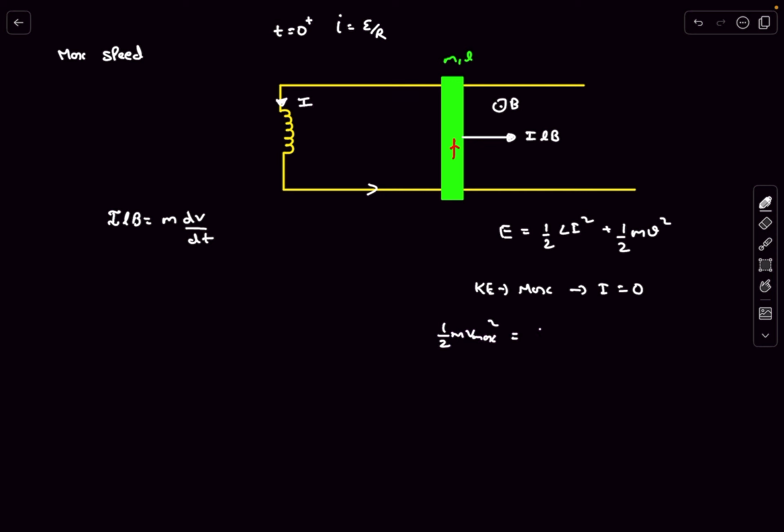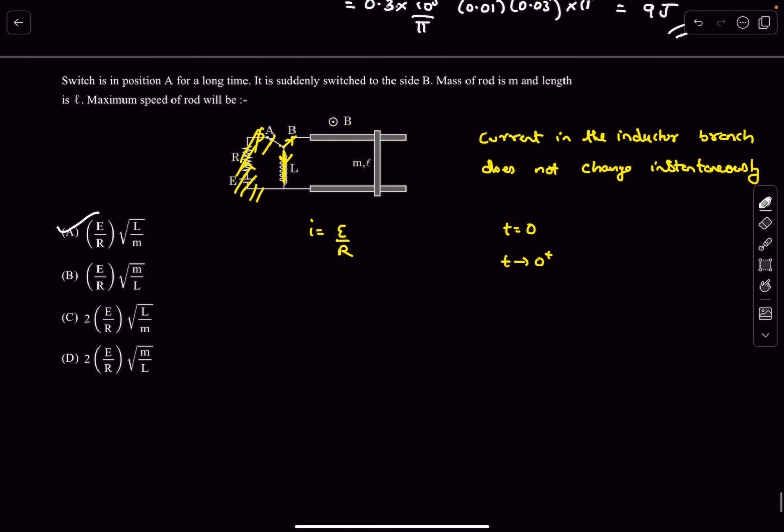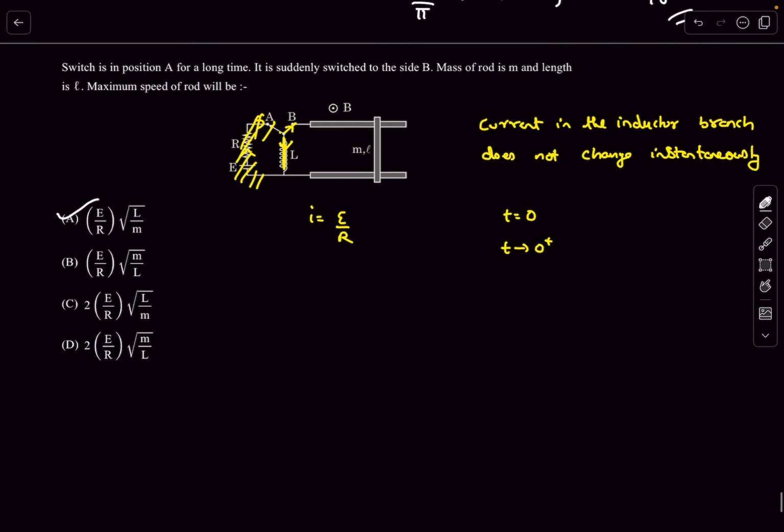So this will be equal to the initial energy stored in the inductor, which is half L times the initial current squared. Initial current is E by R, so this will be E by R squared. So from here the maximum velocity comes out to be E by R times the square root of L by M, and that corresponds to option A. Okay, so now let's move on to the next question.